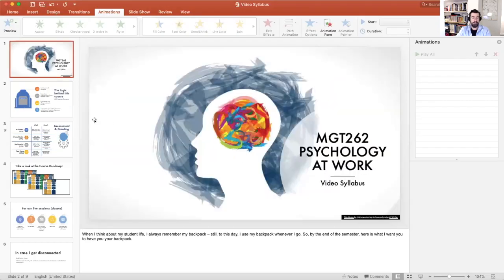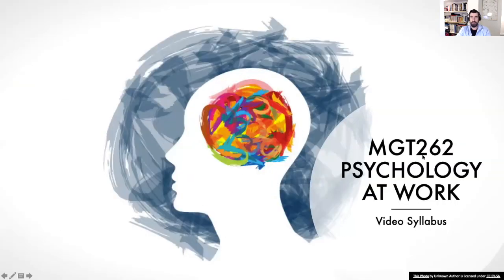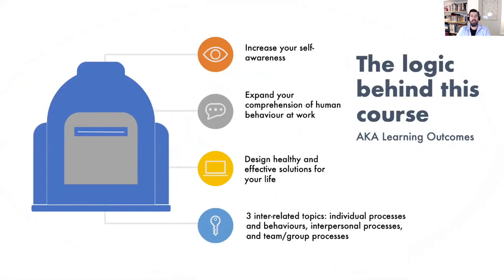Okay, so I'm going to share my screen now with you. Okay, so this is my presentation for you, our video syllabus. So the name of the course is, as you know, Psychology at Work. And this is, in a nutshell, the learning objectives or learning outcomes for this course. So think of it as your backpack. So hopefully by the end of the semester, this is what I want you to have in your backpack as new capabilities, skills, and so on and so forth.